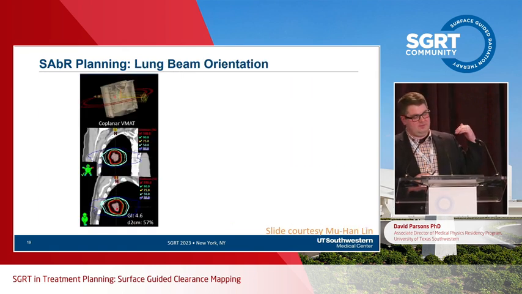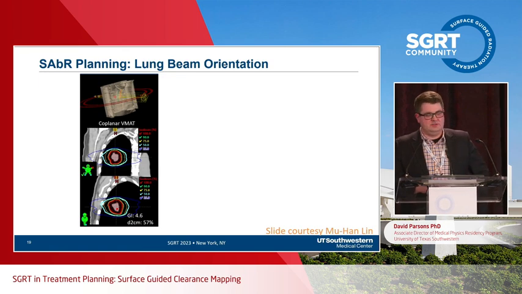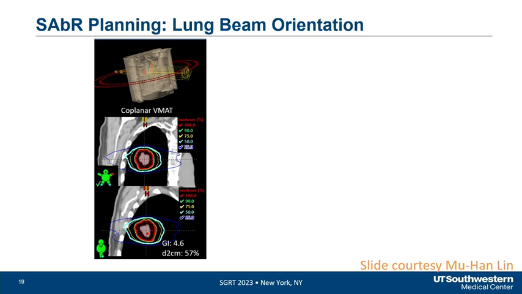So here we have a standard lung SBRT or SABR plan, planned with 2 coplanar VMAT arcs. And what I really want you to pay attention to is that light blue 50% dose isodose line. Again, we're looking at the gradient index and D2CM, so the ratio of the 50% to the 100% of the volume. For this plan, it's 4.6, and 57% is going greater than 2 centimeters away from the target volume.